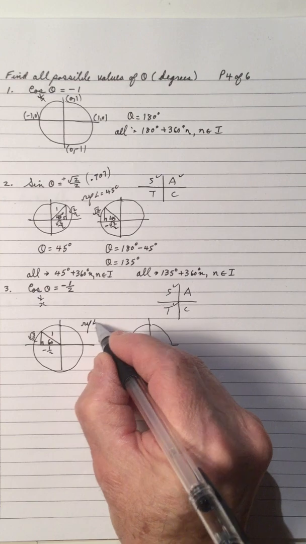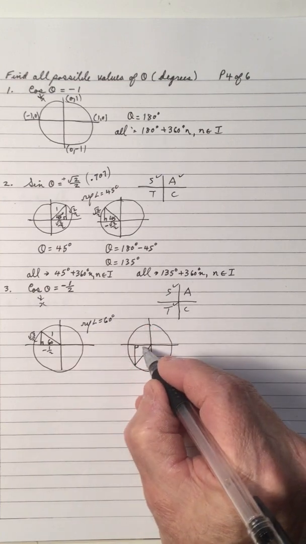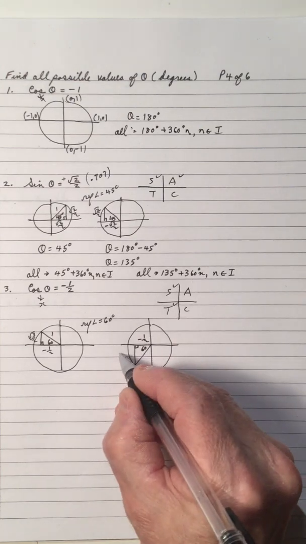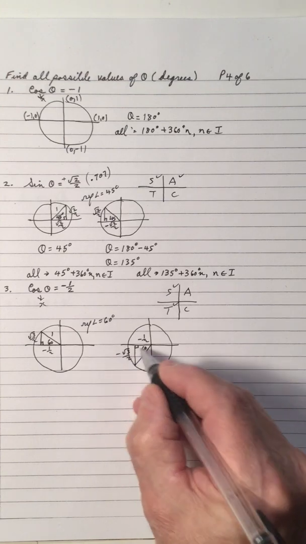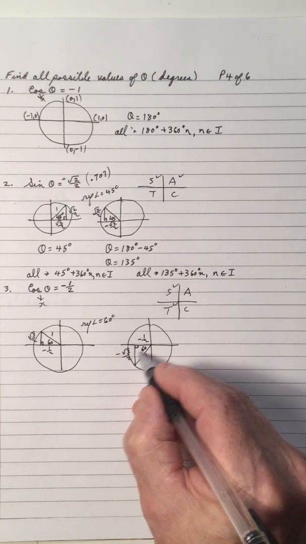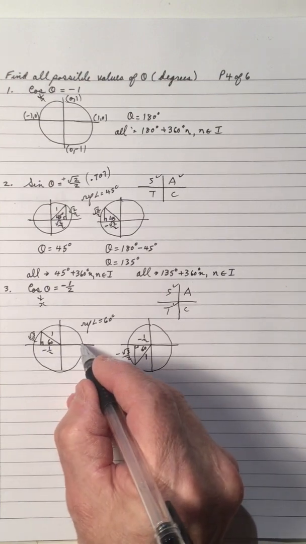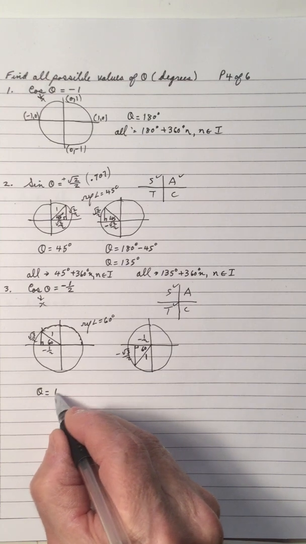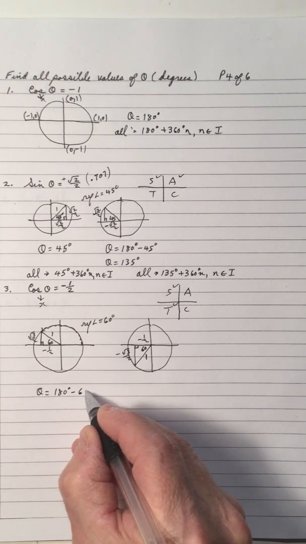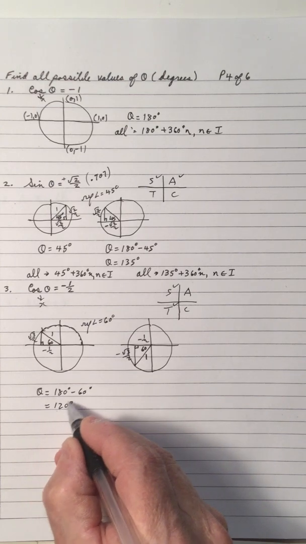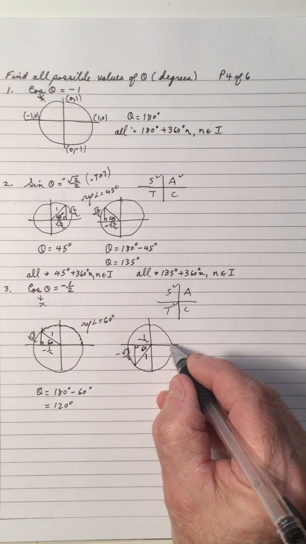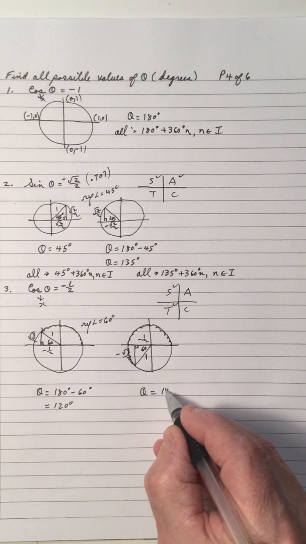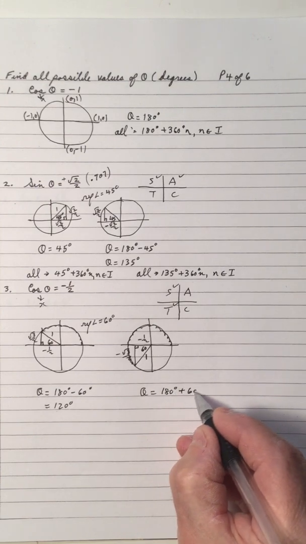So the reference angle is 60. That means the reference angle here is 60. Let's check. The x is negative a half. The y is root 3 over 2, but it's negative going down. Hypotenuse is 1, so that's a 60 also. So in the second quadrant, theta is 180 minus the reference of 60. So that's 120 degrees. And in the third quadrant, theta is this rotation. So theta is 180 plus the reference, which is 60.